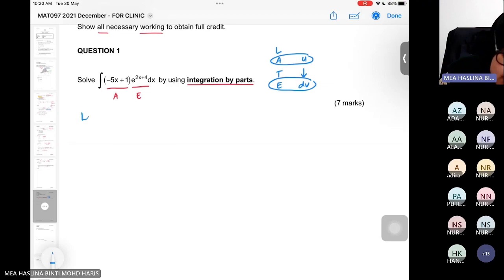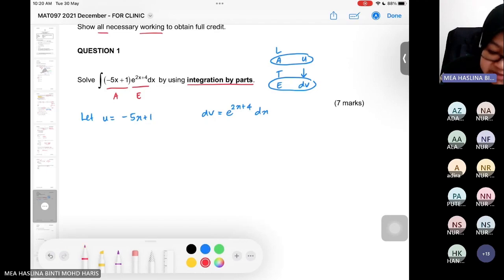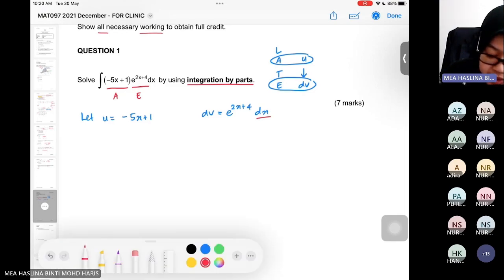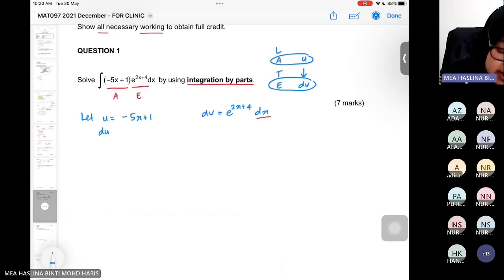So you let U equal to algebraic, so negative 5x plus 1, and dv equals e to the power of 2x plus 4 dx. I just would like to remind you, make sure you don't miss dx there. A common error is students forgetting to put that dx. From there you will find du/dx equals -5, which means du equals -5 dx.